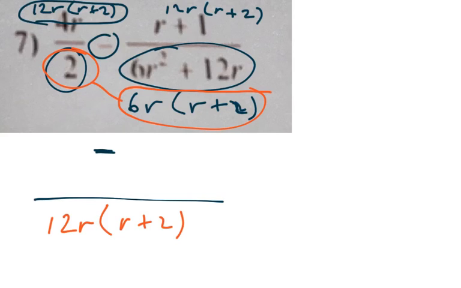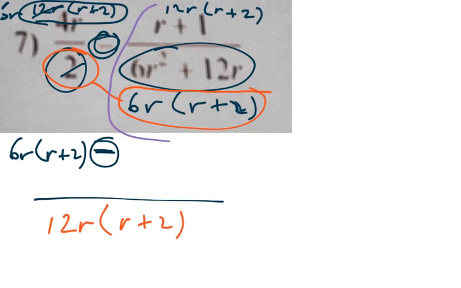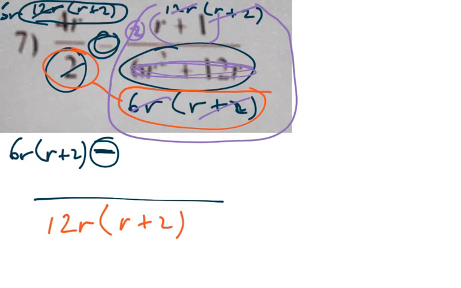Over here, 12r divided by 2 is 6r. So I'm left with 6r times r plus 2. There's a minus. I already have the minus there. All right, follow the purple. Over here, I know that 12r divided by 6r is simply a 2. The r plus 2's cancel out, so I have a 2 times r plus 1. This is already canceled out because I had it factored there, right? So I have a 2 times r plus 1.